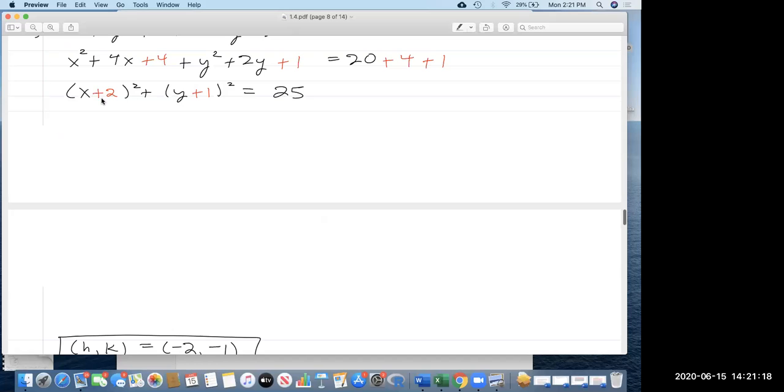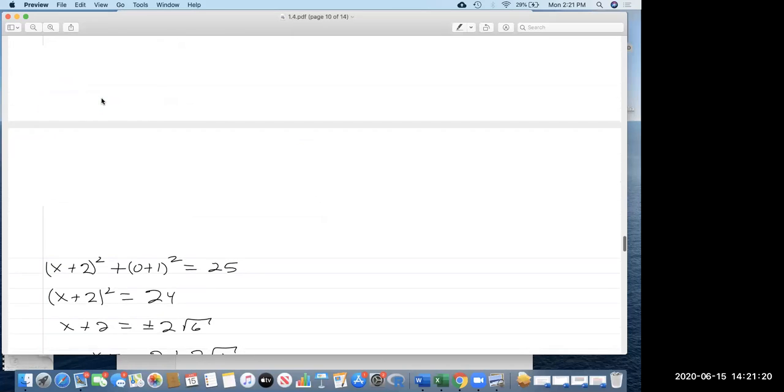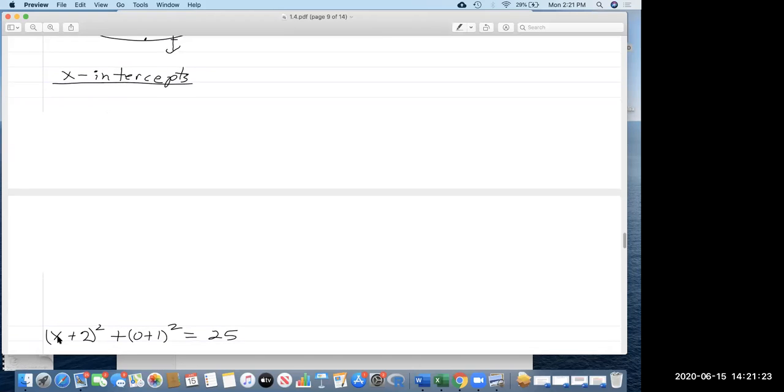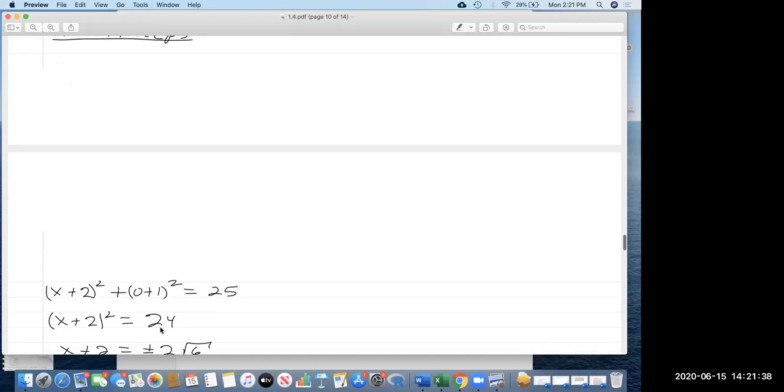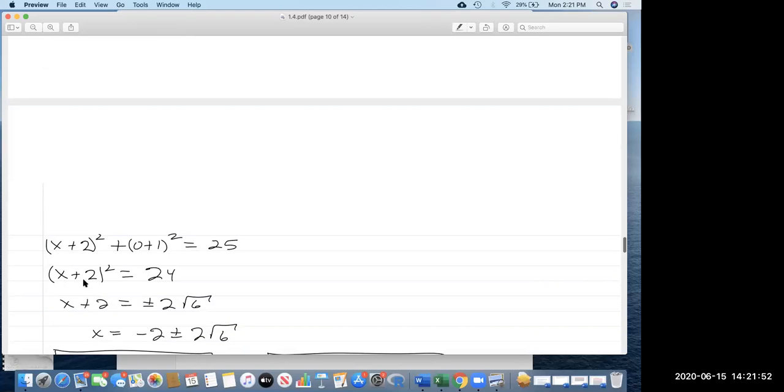Just set y equal to 0 and see what x is. Replacing y by 0: x plus 2 quantity squared plus y plus 1 quantity squared equals 25. So 0 plus 1 is 1 squared, which is 1. Subtract 1 from both sides of my equation, so x plus 2 squared is equal to 24. Take the square root of both sides. By the square root property, what's inside the square, x plus 2, must equal plus or minus the square root of 24.